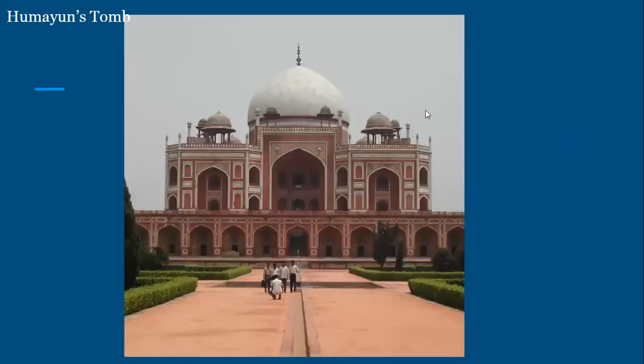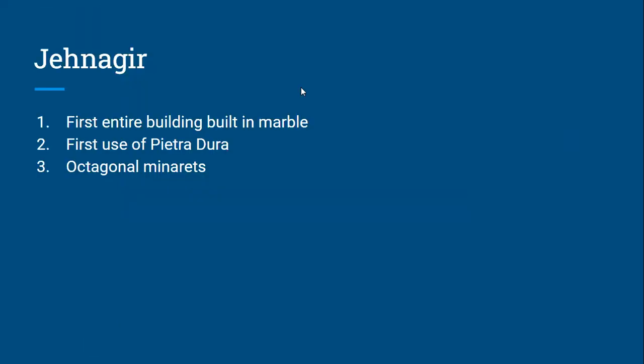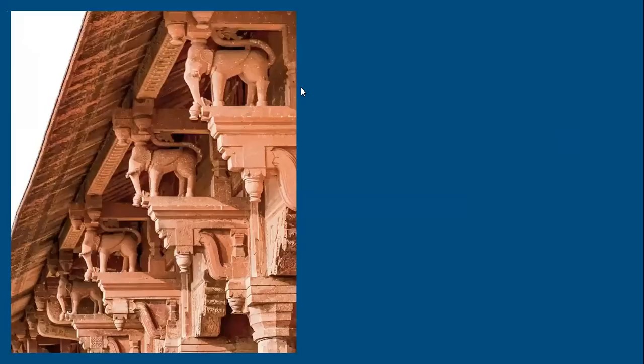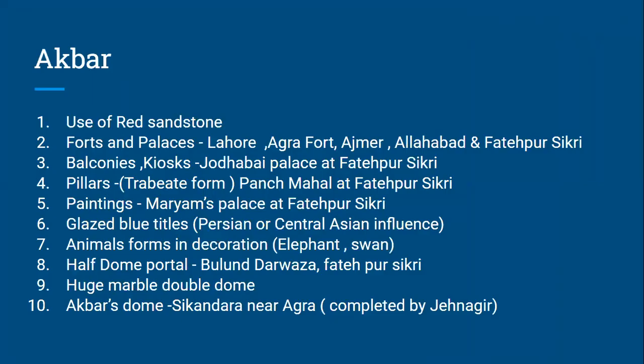So the remaining part of the tomb is made up of red sandstone only. But this specific dome is made up of marble. Okay, so that is there. So these are the features under Akbar. Okay, so these are Akbar's specific features. That is the use of red stone.